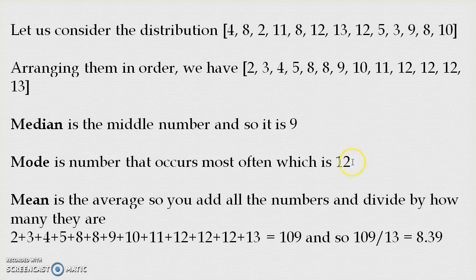Yes, we can have more than one, because if instead of just two 8s I had three 8s, then 8 and 12 would have become my mode. But in case we have two modes, it is not a normal distribution. What does a normal distribution look like? I'm going to show you a picture of it and then we will come back to that picture.